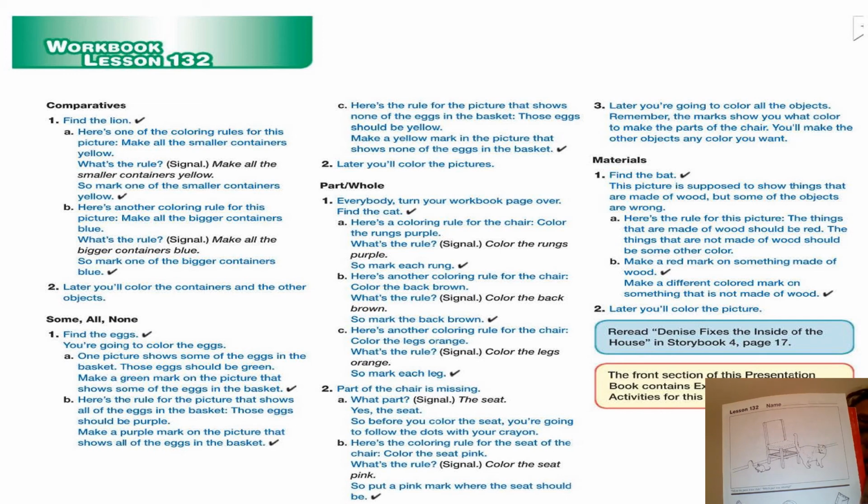Later, you're going to color all the objects. Remember, the marks show you what color to make the parts of the chair. You'll make the other objects any colors that you want, just as long as they make sense.